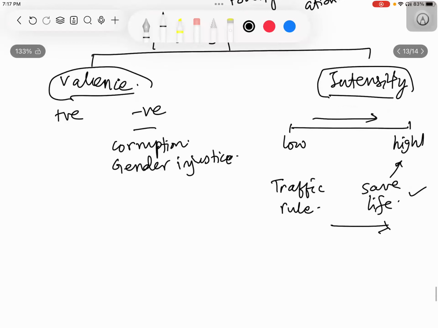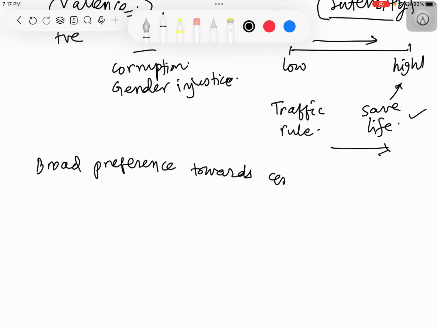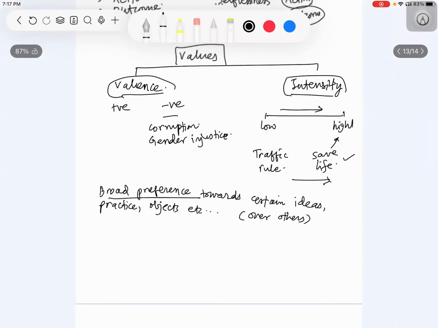Right. You can also call value a sort of broad preference, broad preference towards certain ideas, practices, objects, etc., over others. So that means you have preference towards some values over others, right. This is the meaning.